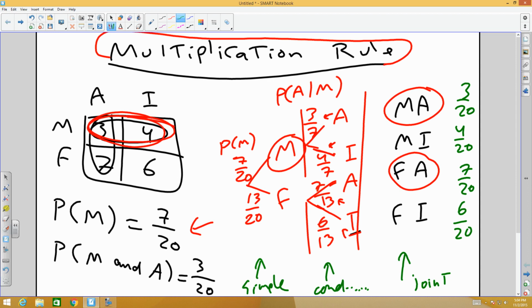Now let's look at the discovery here. Look at this discovery. Have you seen Discovery Channel before? Yes. See, that's like Discovery Channel. What is the probability here? 3/20.